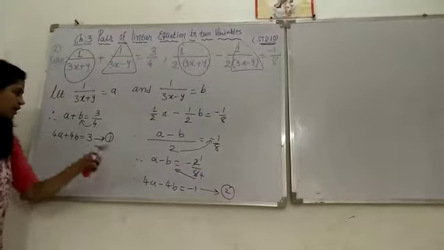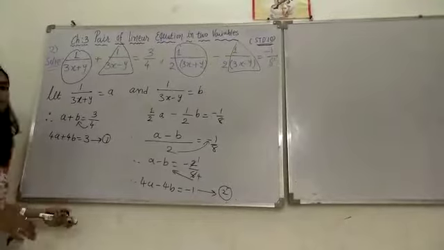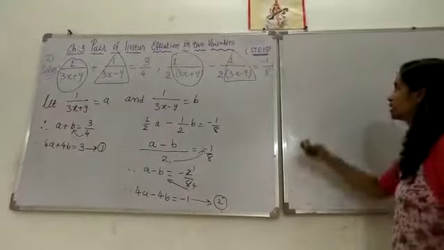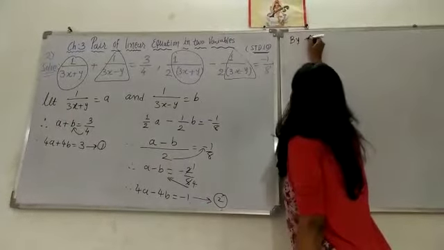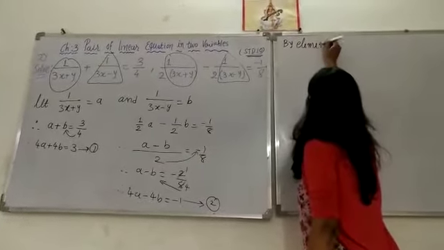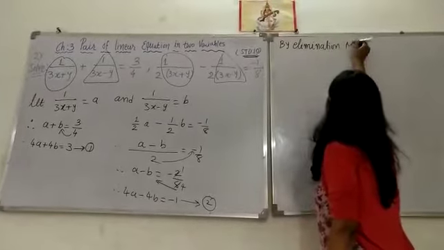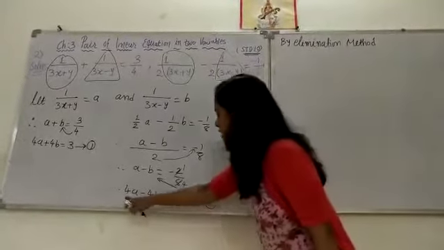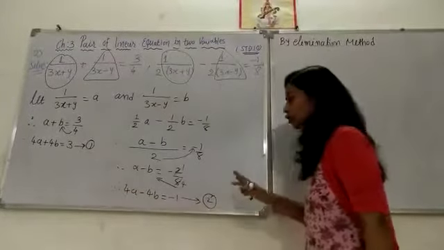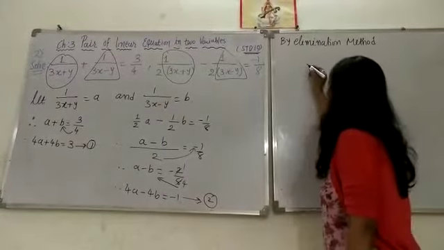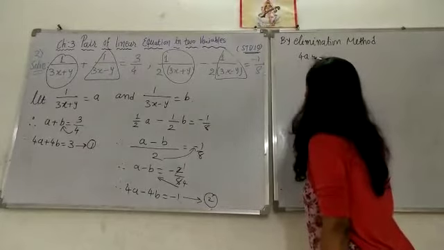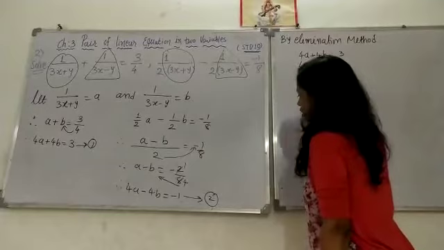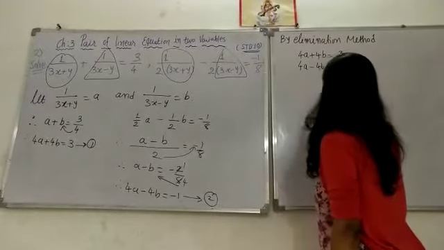Now solve 1 and 2 by any method. I apply here the elimination method, because here it is not mentioned which method you want to apply. So by elimination method, solve these two equations. So here 4a, here 4a. So both are the same, so it becomes too easy. So 4a plus 4b is equal to 3, and this is 4a minus 4b is equal to minus 1.